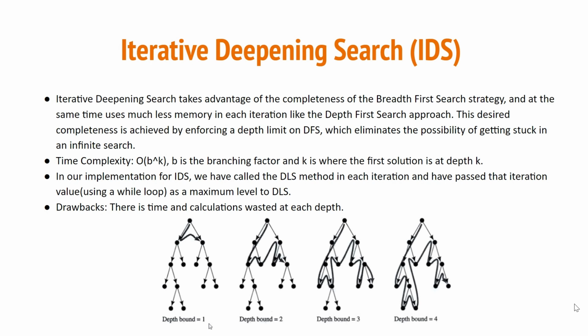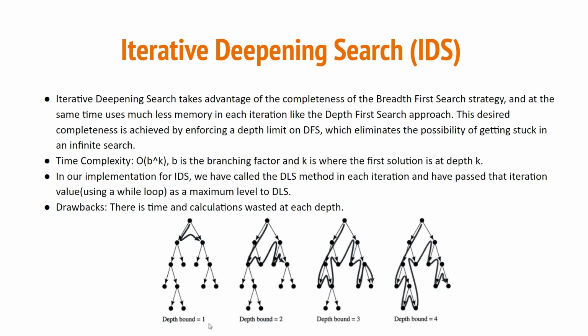So the iterative deepening search can be considered as a special case of the depth limited search, the DLS, which we just had a look at, in the sense where we do not have to specify any particular depth or limit. The algorithm will gradually progress through a range of values, starting from the lowest possible value to the maximum value for the depth, and iterate through these values to find the optimum depth needed to come across the target URL or the goal node. In that case, it takes advantage of the completeness of the breadth first search strategy, and alongside that, it also uses much less memory in each iteration, like the depth first search approach.